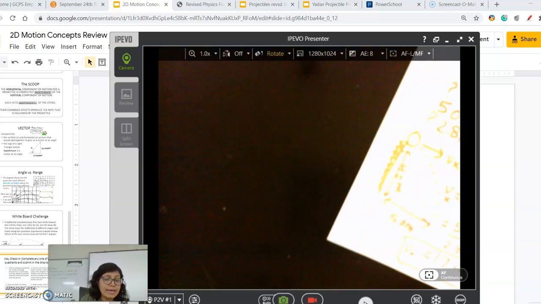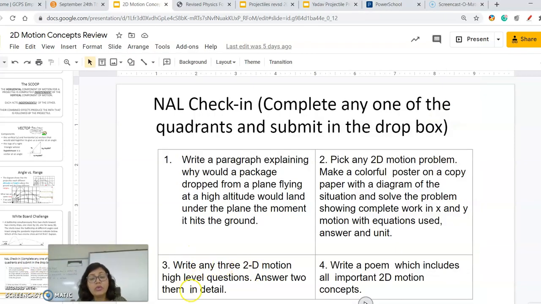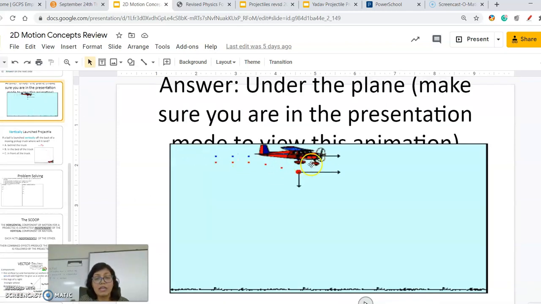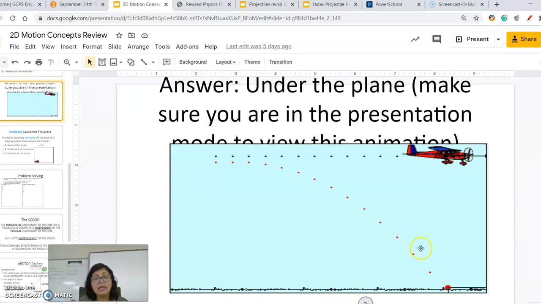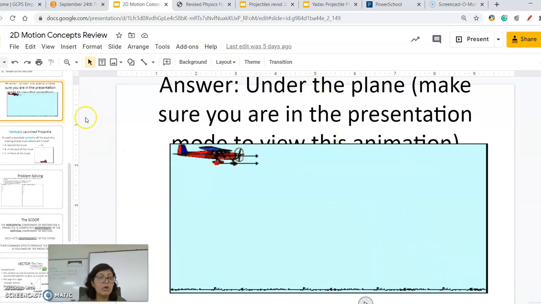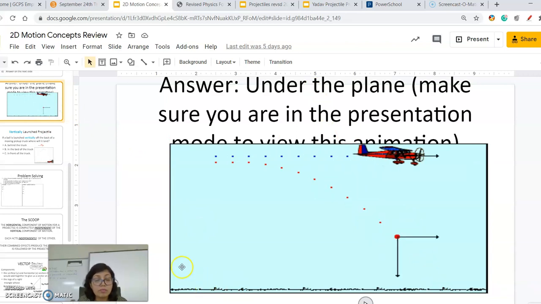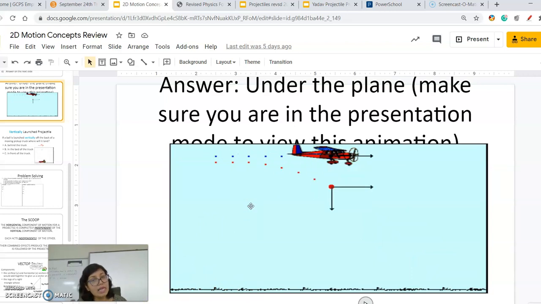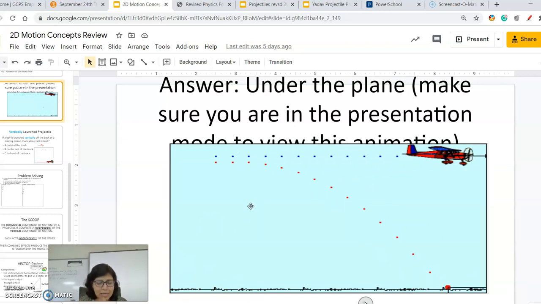Or the other quadrant says, write any 3 2D motion high-level questions. High-level questions means not 'how much is the acceleration in Y, which is negative 9.8', because that's not high level, that's just memorization. Something along the lines of this: if a package is dropped off a plane, it lands under it. We had a question on that. Why is that? Why does this happen? So you're writing difficult questions, and then you are answering two of them. Not only are you writing the questions, you're answering two of those questions and submitting it.